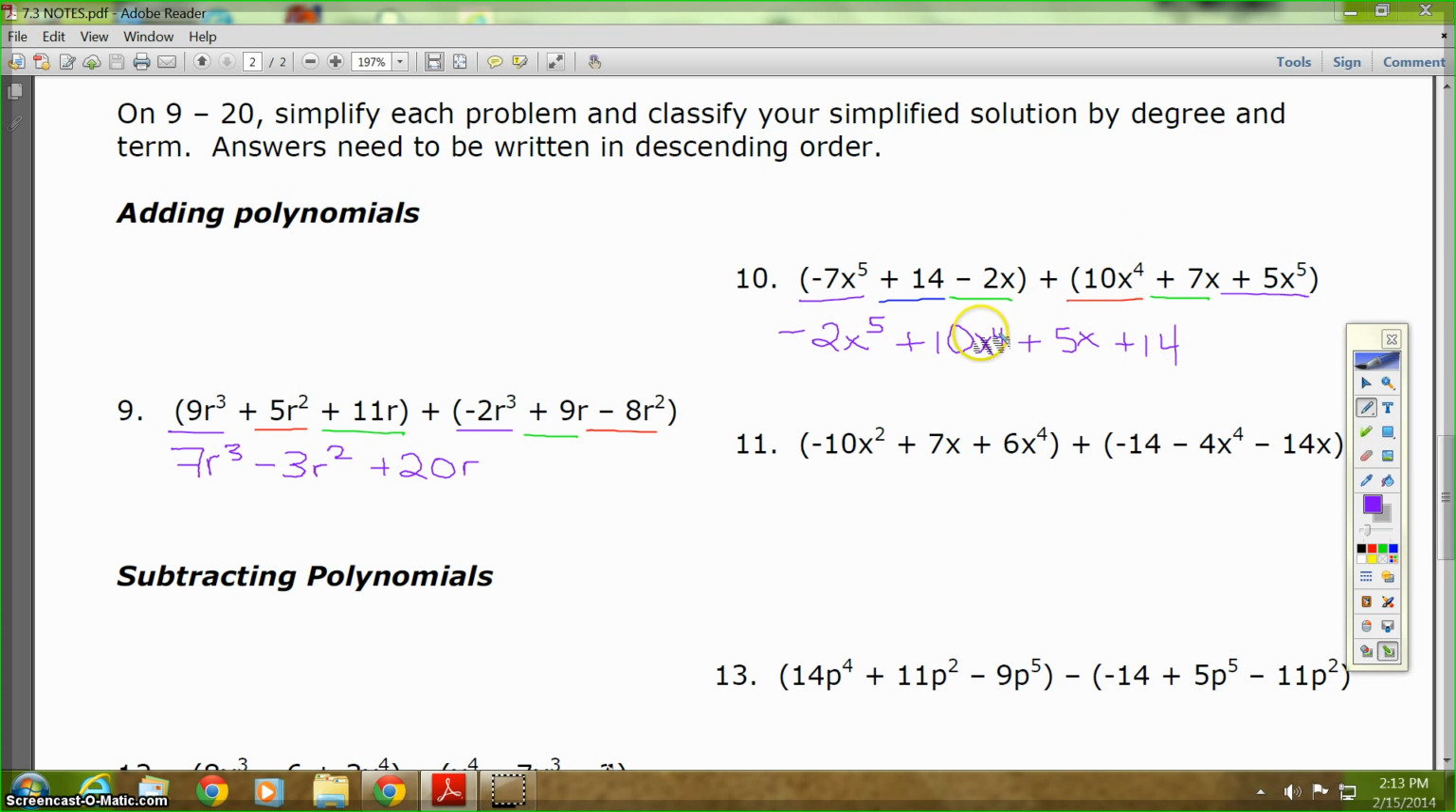So that's one way you can start with your largest exponent to begin with, and then move your way down the line in descending order. And I have negative 2x to the 5th plus 10x to the 4th plus 5x plus 14.